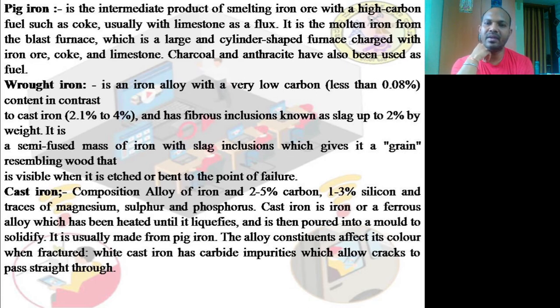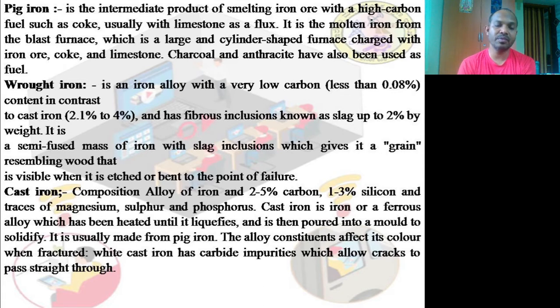Wrought iron is an iron alloy with a very low carbon content, whereas among all irons, pig iron has the maximum carbon content. Wrought iron has less than 0.08% carbon, in contrast to cast iron, which has 2.1% to 4%, and has fibrous inclusions known as slag up to 2% by weight.